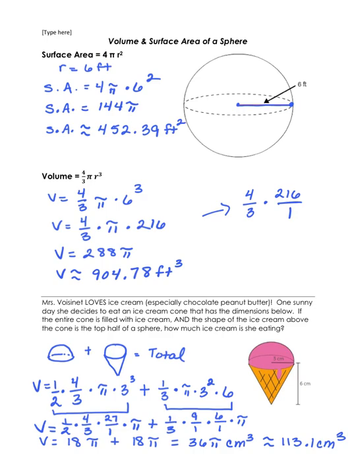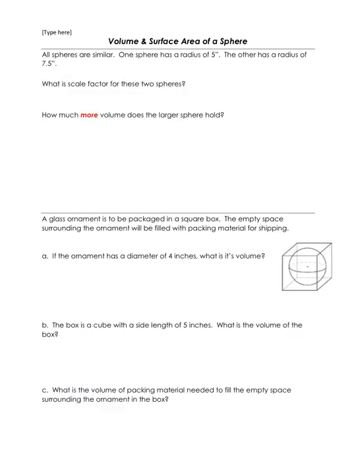So that means I am eating 113.1 centimeters cubed of chocolate peanut butter ice cream. Yum. Let's talk a little bit about the connection between spheres of different sizes and their volume. All spheres are similar to each other. They just have different lengths for their radius.